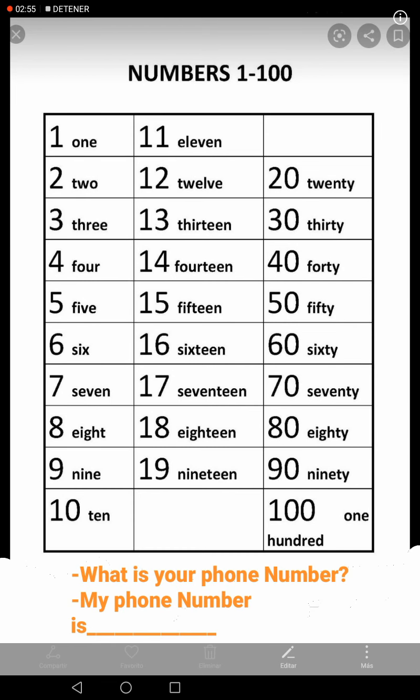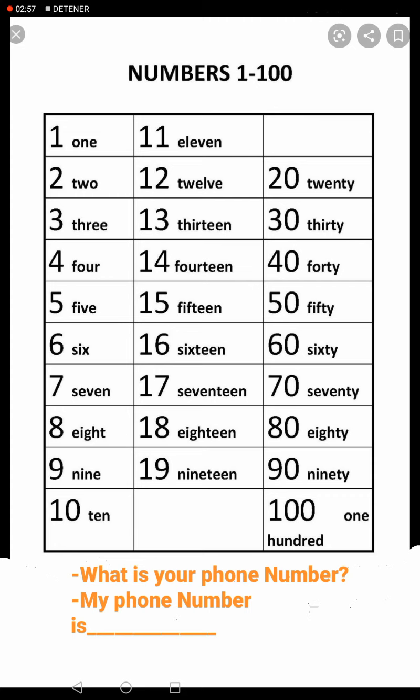So here we have the numbers from 1 to 100. So we have three different columns. In the first column, we have from 1 to 10, and they sound this way: 1, 2, 3, 4, 5, 6, 7, 8, 9, and 10. So here we have the numbers in single numbers.